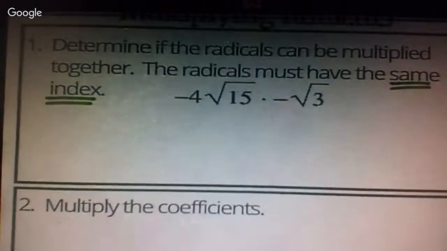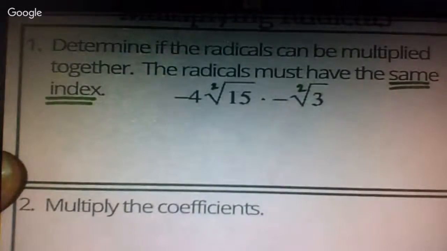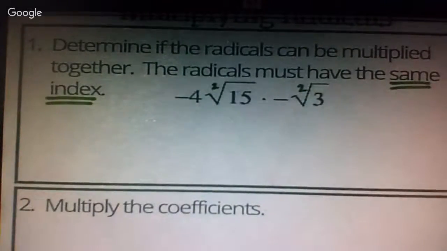So, take a look at this one. -4 square roots of 15 times negative square root of 3. Do they have the same index? Yes. Square root, square root. Okay, your index is not the number in front of it. This is a coefficient. So, I'm looking for this little number. How do you know that this is square root? When it is unwritten, it is a square root. So your index is always 2 if it's not written there. Okay?